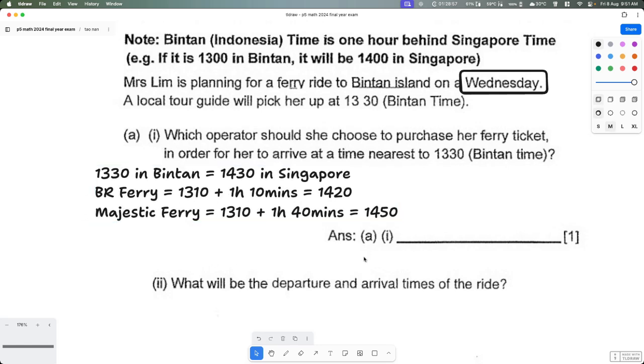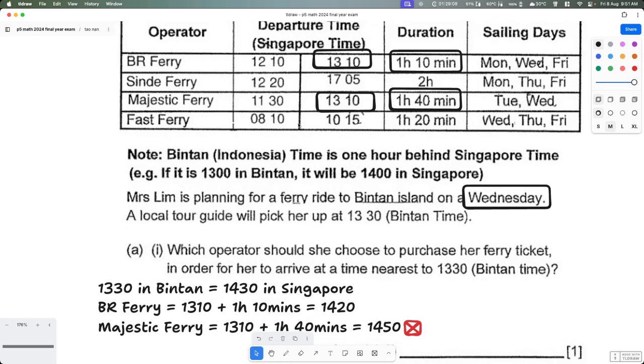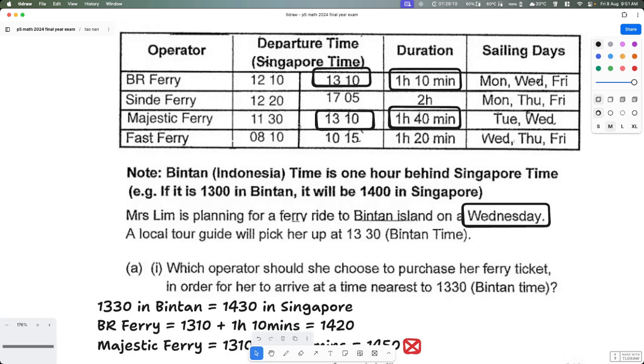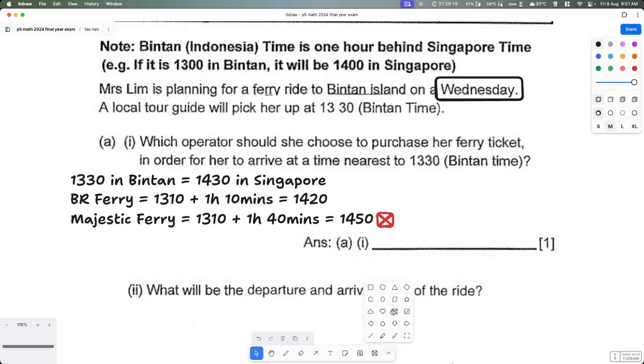So this one is out, in red. What about the RS? Usually we will just choose in this case 1220. So the answer to this is this. Let me put a tick over here in green. So the answer is BR ferry in this case.